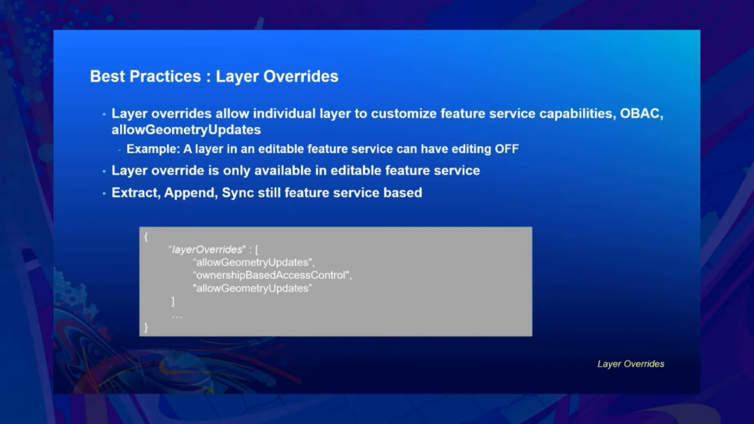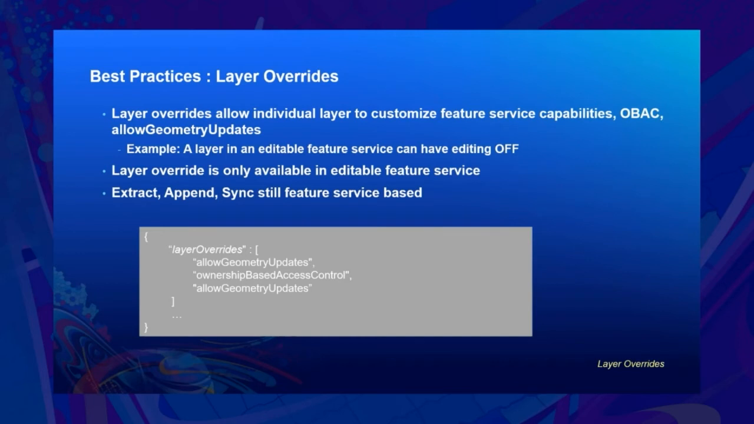One of the restrictions, or let's just say limitations, is that extract, append, and sync are still feature service based. So you cannot just go to an individual layer and say, I want to turn off sync for that, or I want to turn off append for that. But what you can do is turn off editing on that particular layer, which will allow you to prevent others from syncing that layer, because it's not an editable layer.